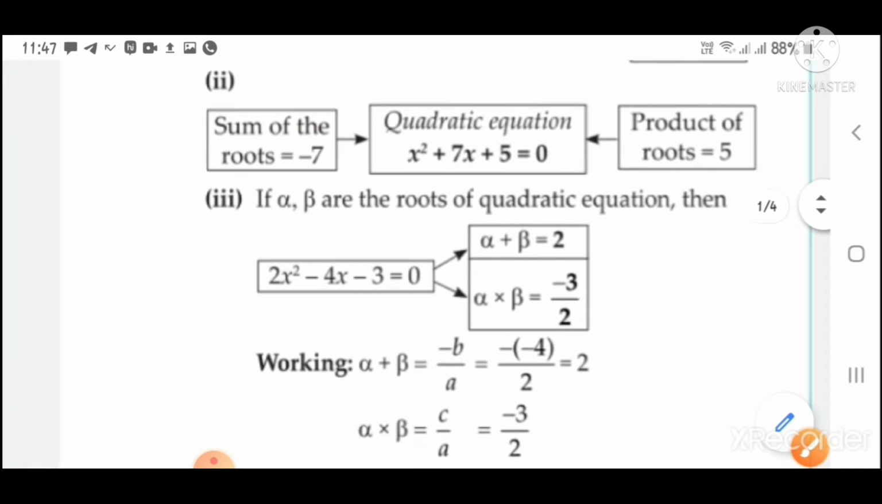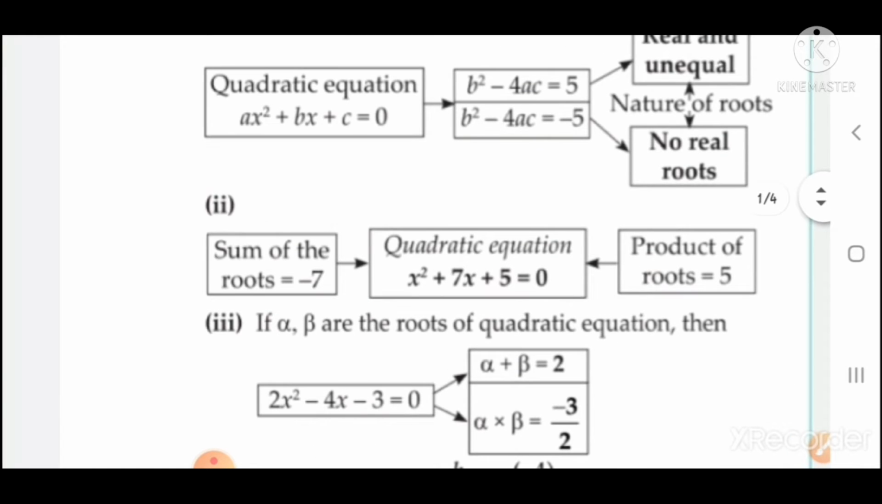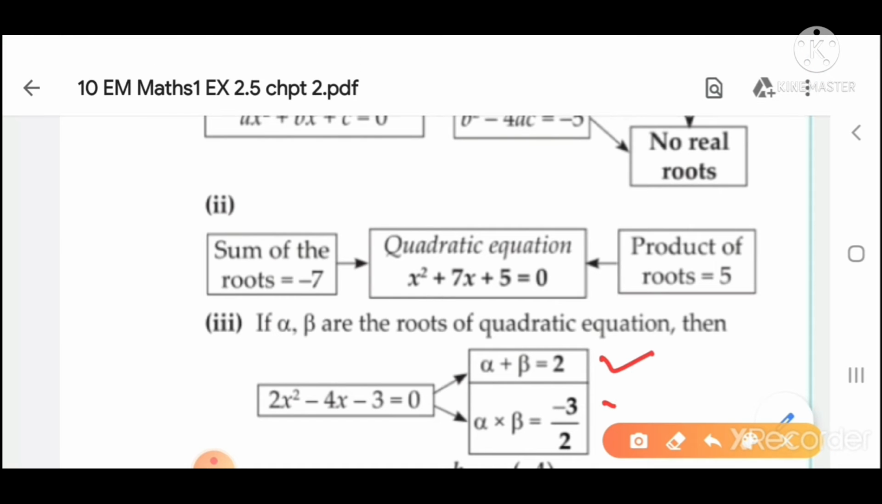Next, if alpha and beta are the roots of the quadratic equation 2x square minus 4x minus 3 equal to 0, then this is the quadratic equation and they have given you two boxes. These two boxes you have to fill up. One is alpha plus beta equal to dash, and second is alpha into beta is equal to dash.